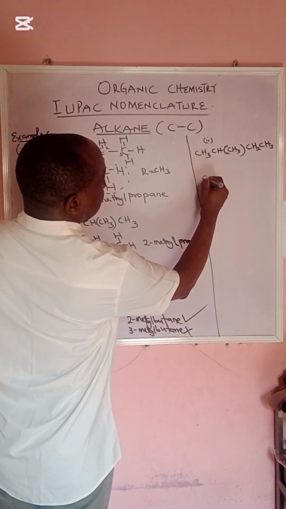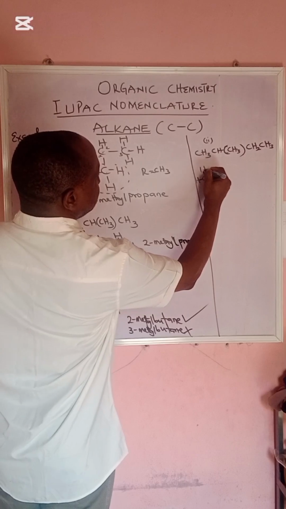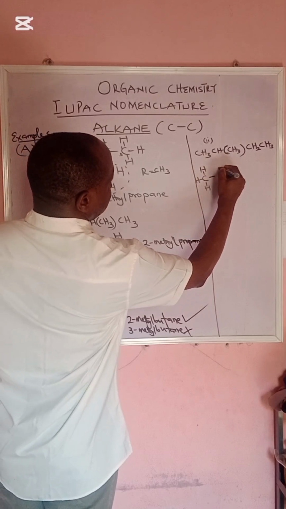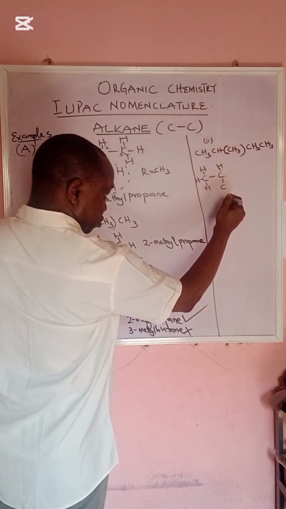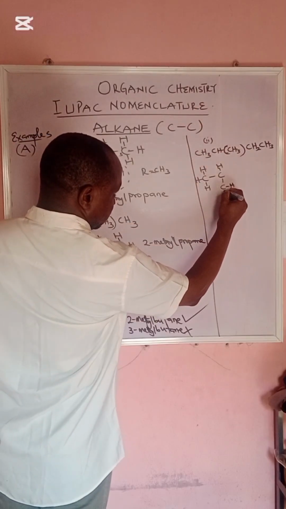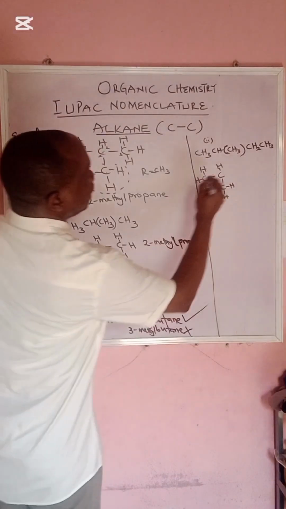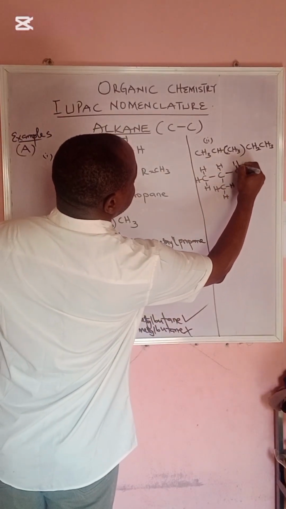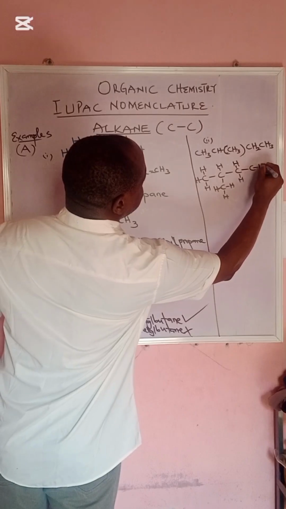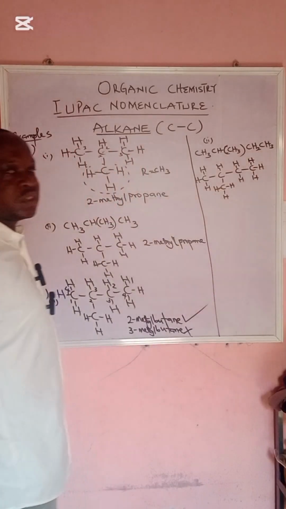The structure. I'll start by saying I have hydrogen here, hydrogen here, hydrogen here. Then C here, we have hydrogen. This one is attached, or you put it up. It's still the same thing. Hydrogen, hydrogen, hydrogen. Then you continue with this also C, H here, H here. Then CH, CH3.